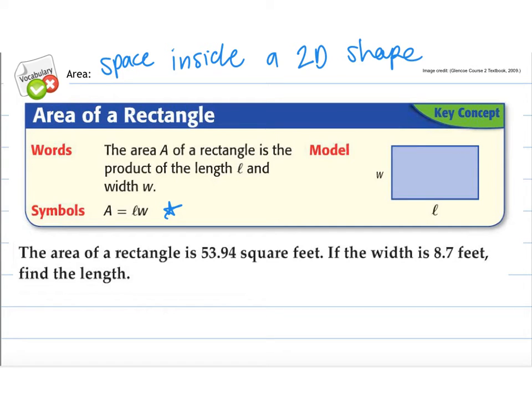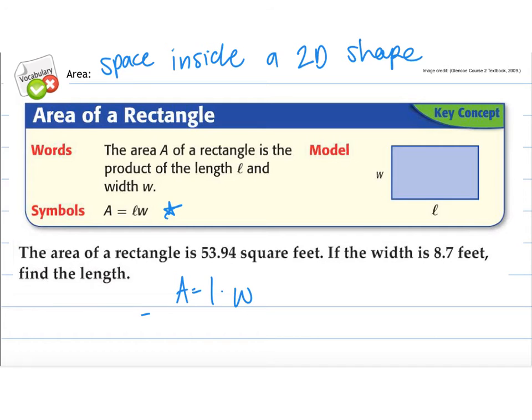The area of a rectangle is 53.94 square feet. If the width is 8.7 feet, find the length. So again, we're working backwards. So area equals length times width. We should always write down our formula first. Then we just plug in the information from there.